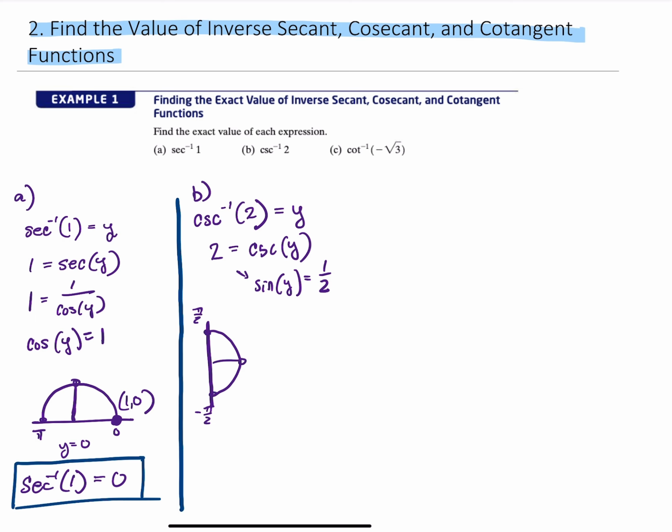And the sine is equal to 1/2 in the first quadrant at pi over 6. So we're calling that coordinate point. So I can say the inverse cosecant of positive 2 should be pi over 6.